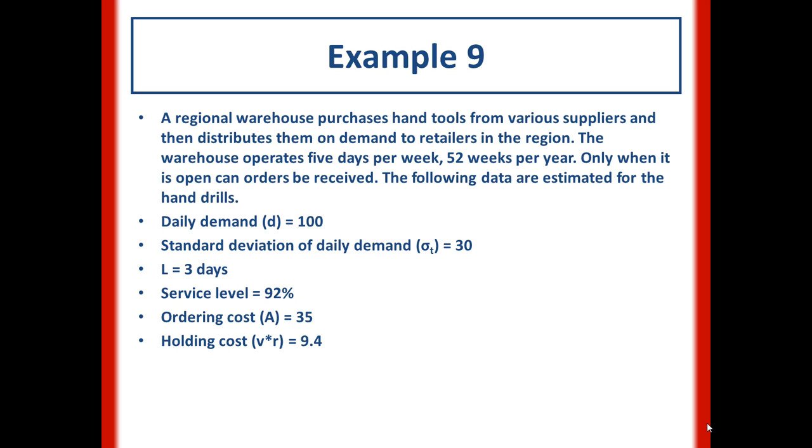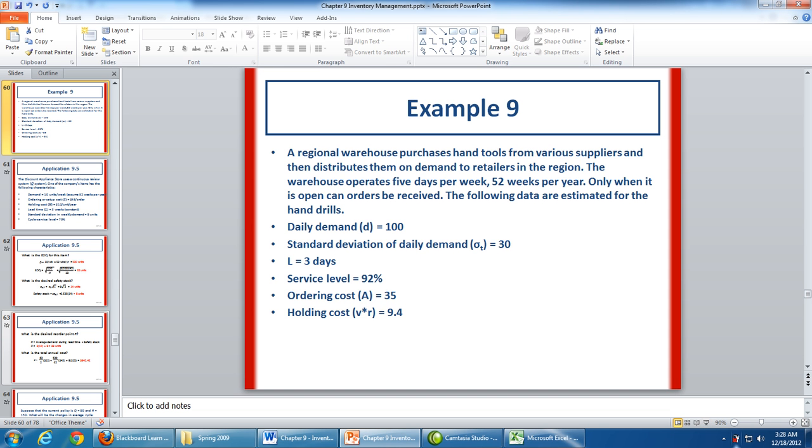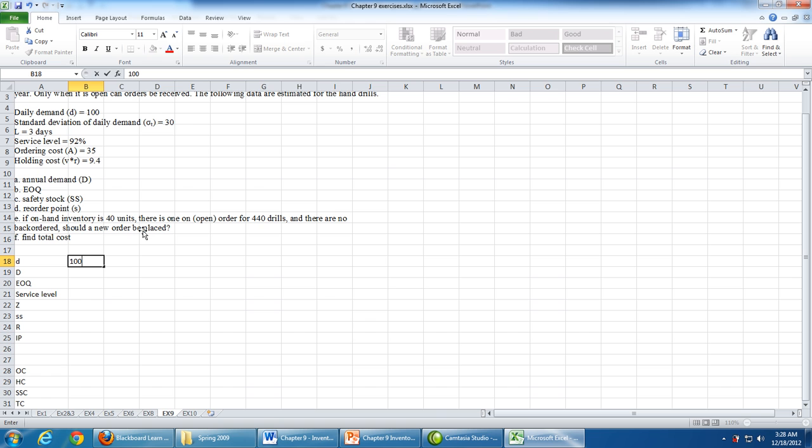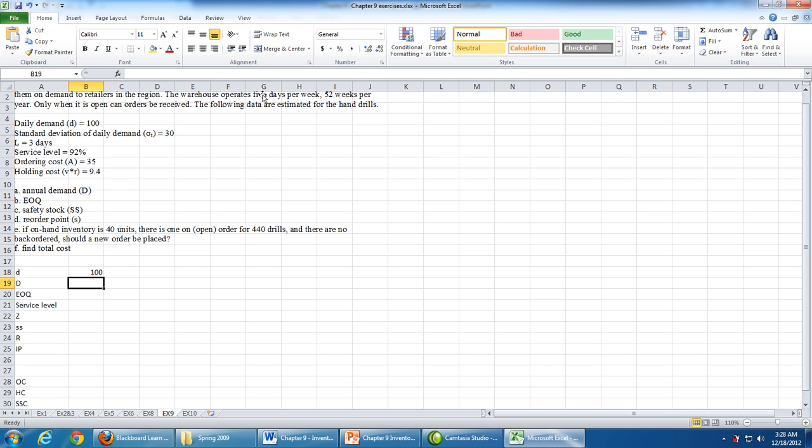Next example is also a good example, which is example number 9. Okay, let's work on it. First we are going to identify variables. Demand is 100 per day. If we work 5 days a week, 52 weeks per year, annual demand is 100 times 5 days a week, 52 weeks per year. Also we have a sigma t of 30. We have a lead time of 3 days. We have a service level of 0.92.